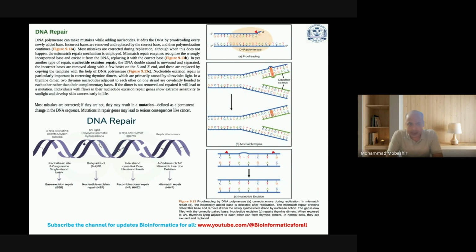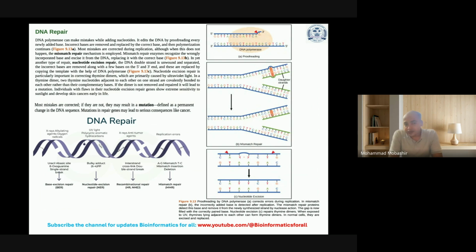Most mistakes are corrected. If they are not corrected, they may result in mutation, defined as a permanent change in the DNA sequence. Mutations in repair genes may lead to serious consequences like cancer. So there are different causes of DNA damage. For example, X-rays, ultraviolet rays, anti-tumor agents, replication errors.